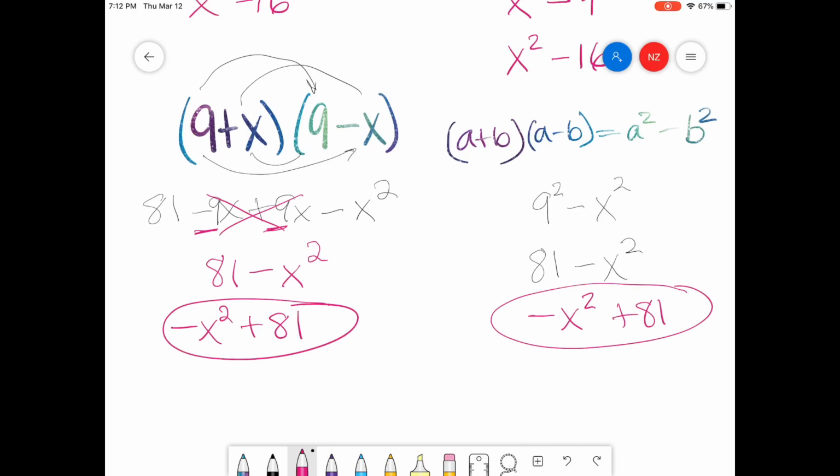Again, you can FOIL them out or box them, whatever method you want to use, but this is just a trick to help you with these 3 special cases. Okay, let's look at one more example.